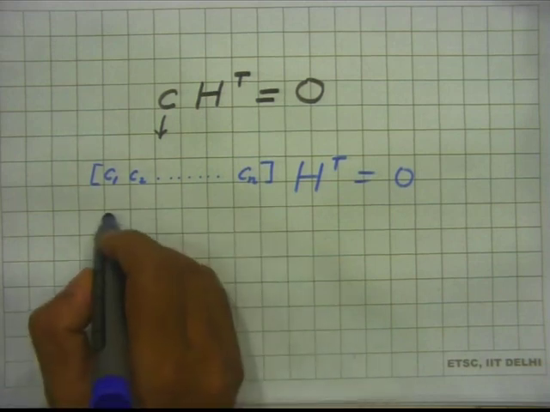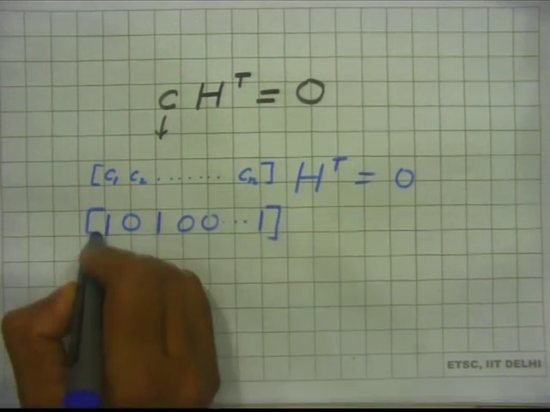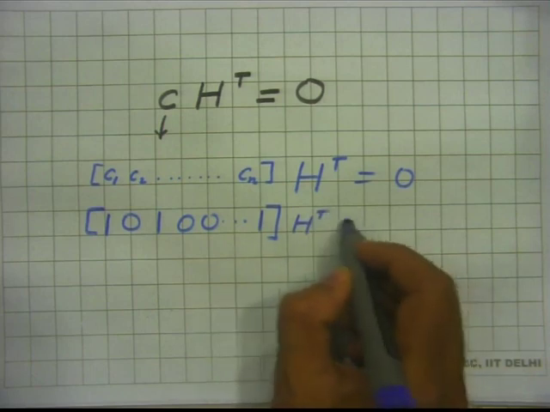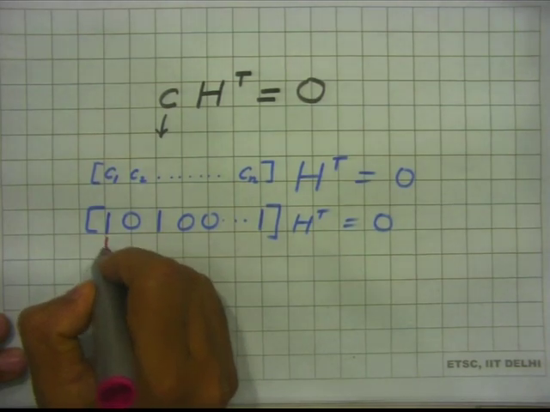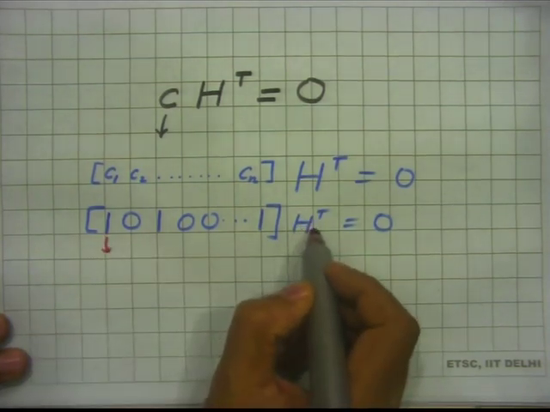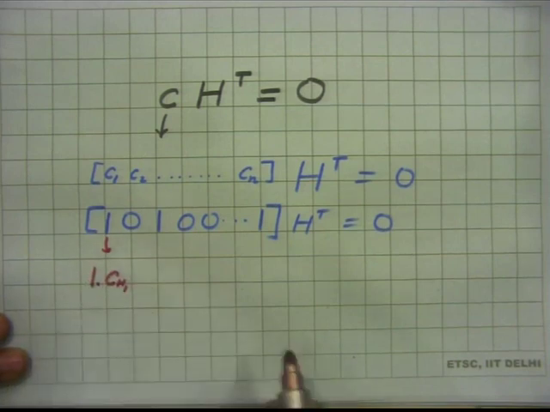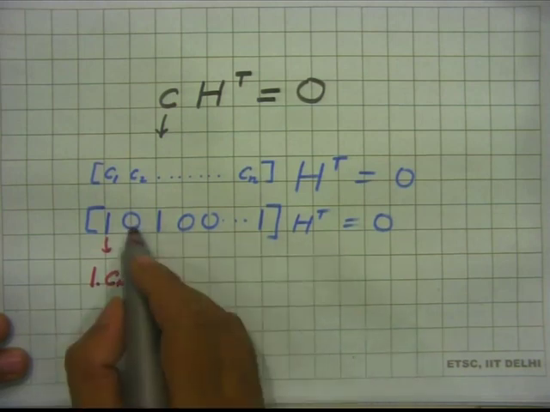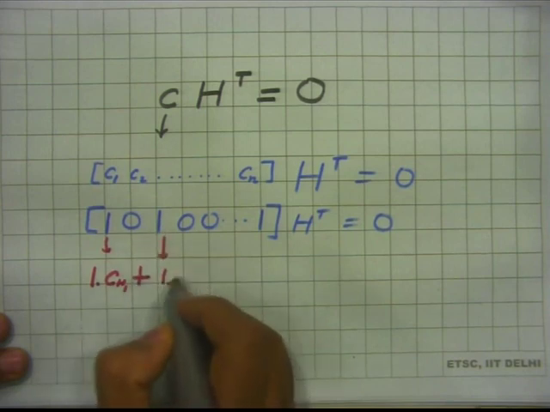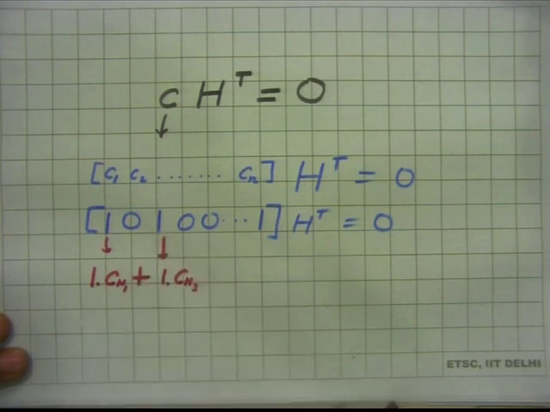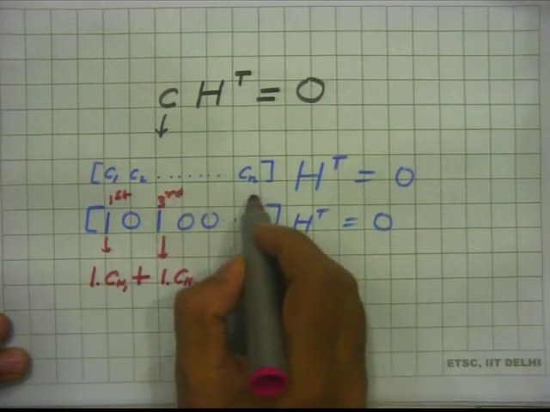For example, if it were 1 0 1 0 0 1 and you have this C H transpose equal to 0, then what it does is this first element picks up column 1 of H. So, 1 into, say, column 1 of H, CH1, and the 0 picks up the second column and multiplies it by 0, so it is negated, plus 1 times CH3 picks up the third column. So, it picks up the first column, third column, and nth column.